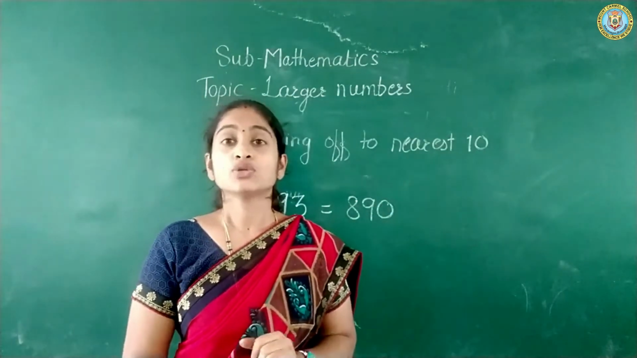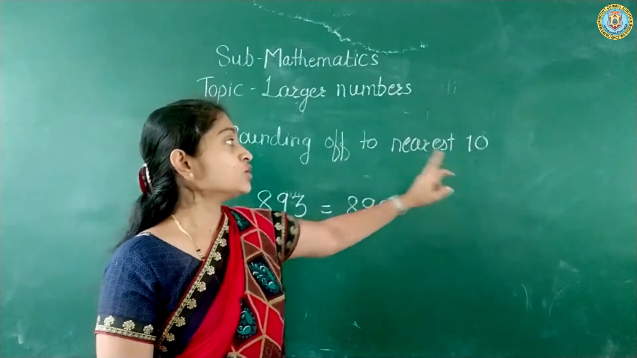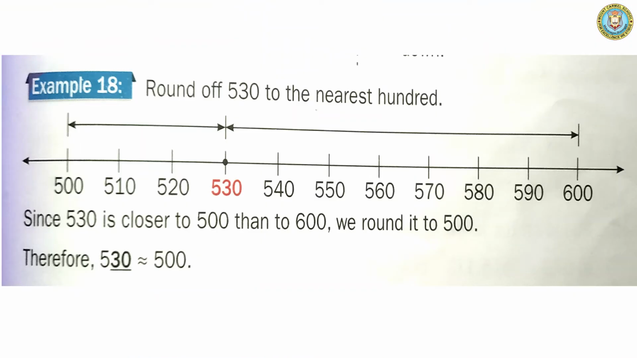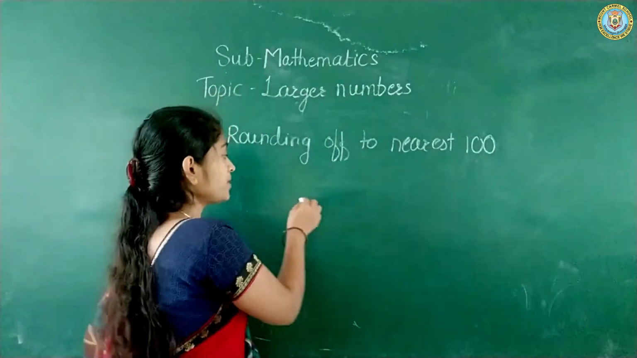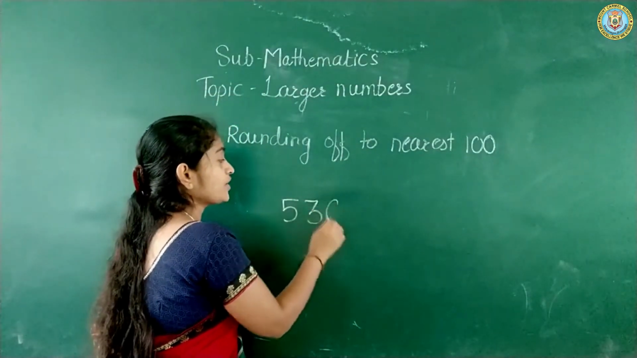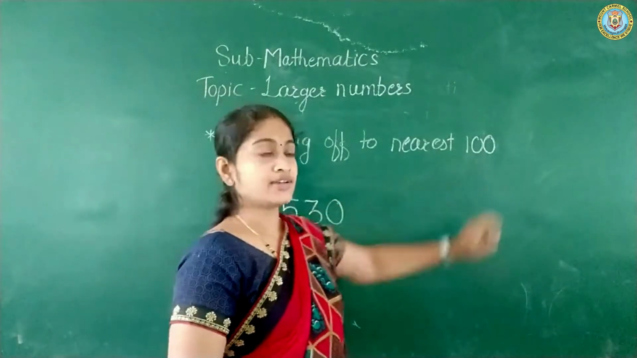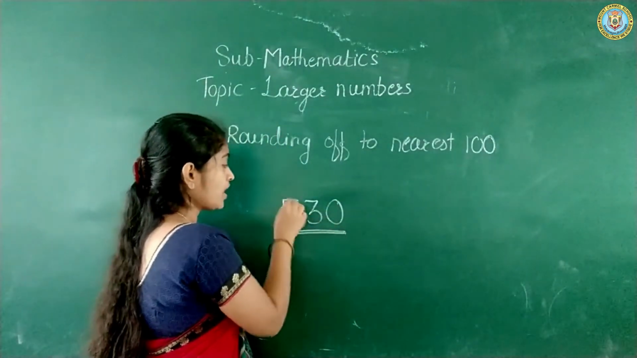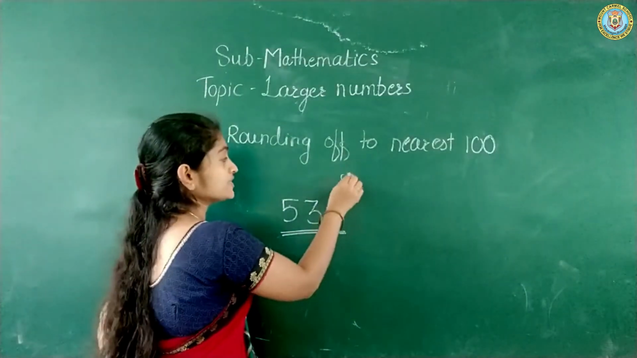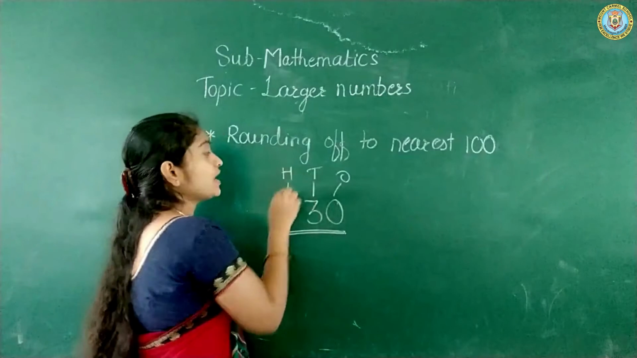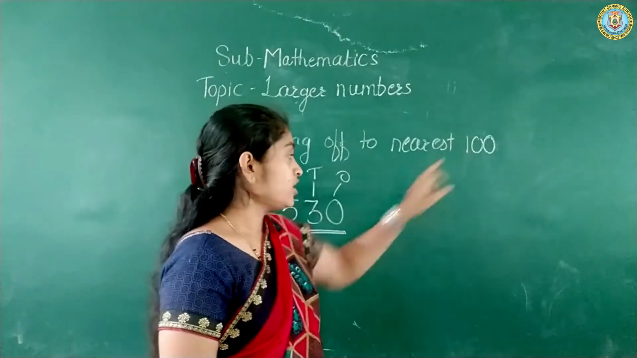Let us move on to the next concept, rounding off to the nearest 100. This is the image, and you can see the example in it. Here they have asked to round off 530 to the nearest 100. The given number is 530. For the nearest 100, we have to consider up to the hundreds place. This is the ones place, this is the tens place, and this is of course the hundreds place.